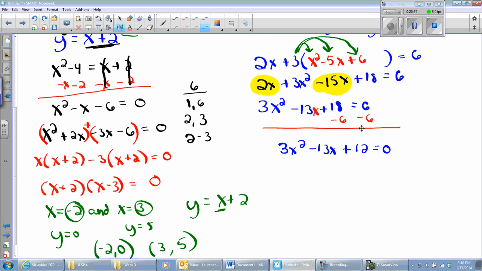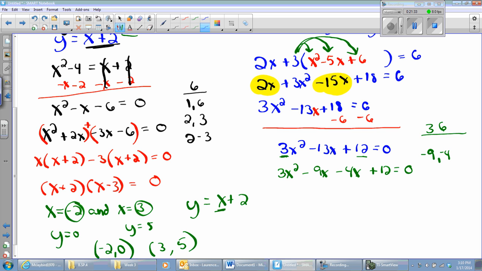This is a quadratic. I need to factor it. The lead coefficient isn't 1, so I have to multiply 3 times 12 and get 36. So I'm going to need two factors of 36 that add to get 13. Well, I'm thinking 9 and 4, and I'm thinking that they're both going to be negative. So I'm going to have 3x squared minus 9x minus 4x plus 12, and that's going to equal 0.